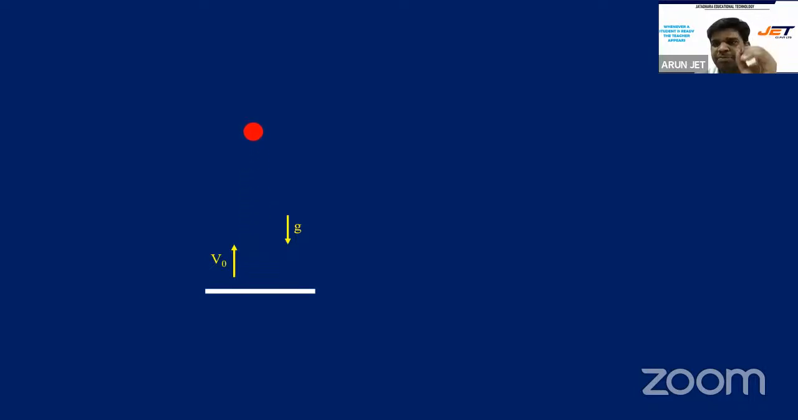If it hits the ground with speed v naught, it will rebound with v naught. Practically it doesn't rebound with v naught. But in the idealized situation, it is hitting the ground with v naught, rebounding with v naught. All right, so that's the idealized situation. In this case, I want to study how the speed varies with time. All right. So what equation do you think I use for this, students?